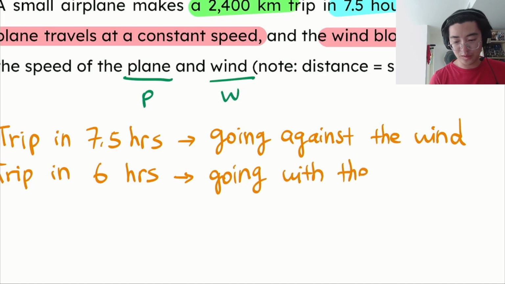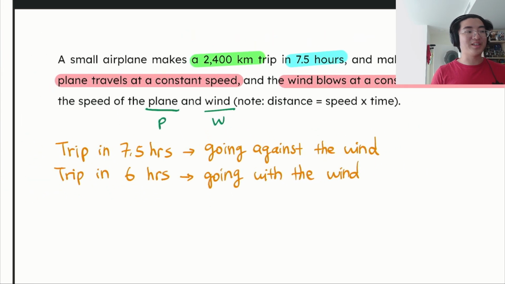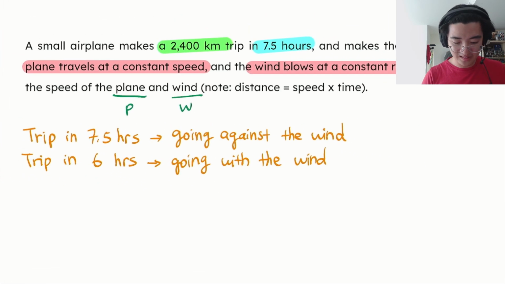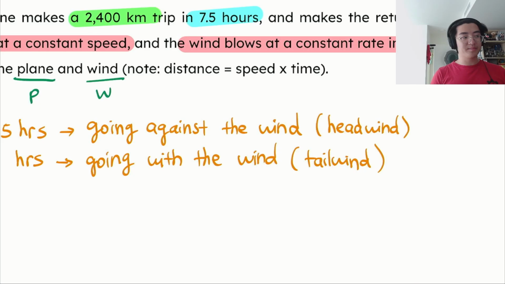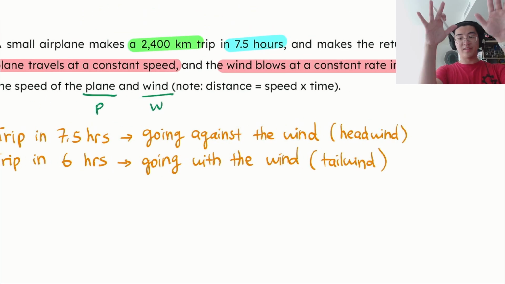This is why those questions are extending. This isn't just math at this point. We really have to take it into our context. So when we're going against the wind, we call this headwind. And when we're going with the wind, we call this tailwind. That's why that move in Pokemon, Tailwind, doubles your speed, because if you're going with the wind, it's carrying you faster.